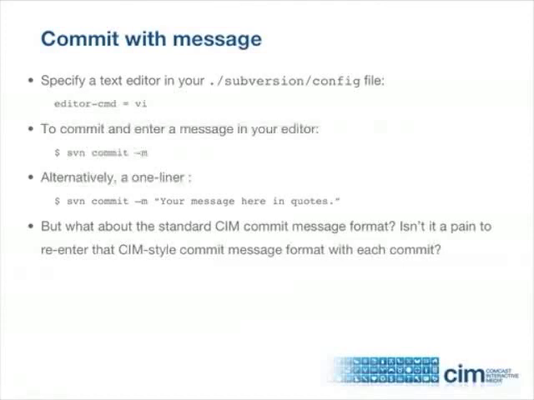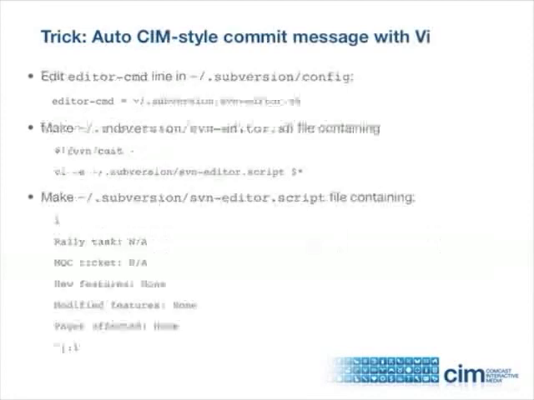Here at SIM, we all use a standardized commit message format specifying maybe a defect number or a user story or task number to which our commit is associated, and then some other useful bits of information. But it's a bit of a pain to have to manually re-enter that SIM-style commit message format with each commit. So I've got a trick for you.